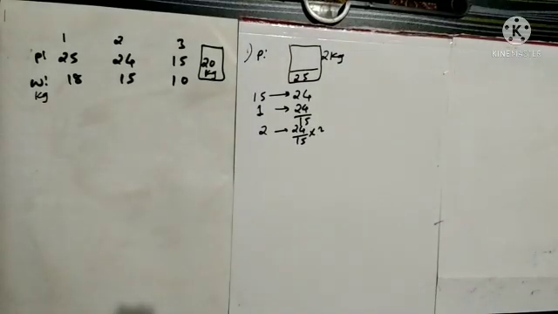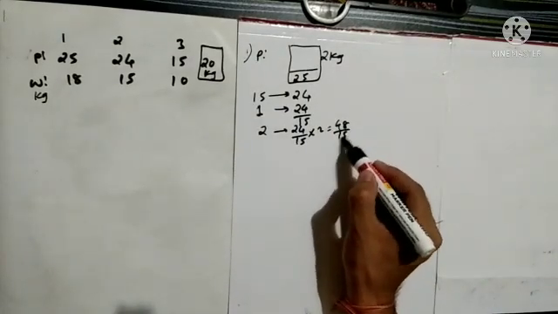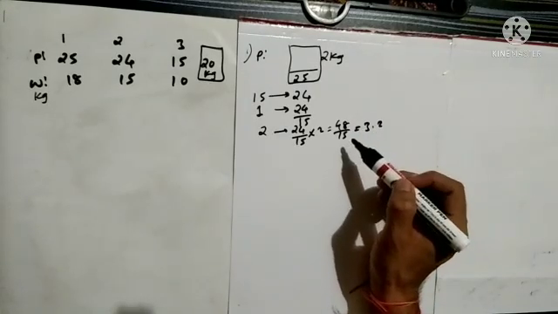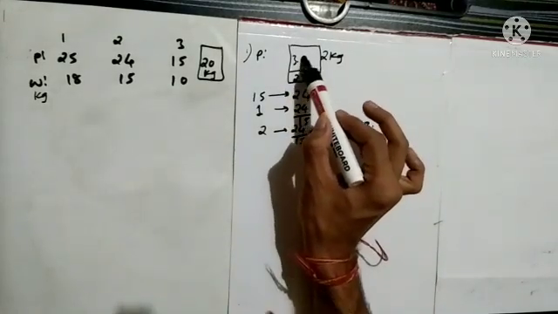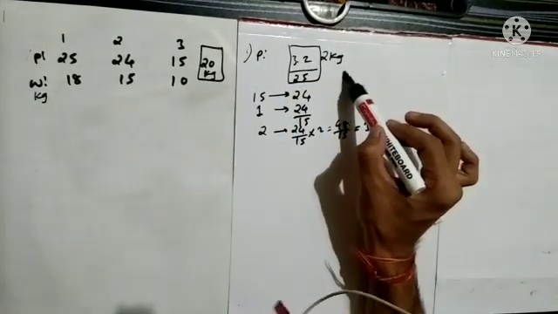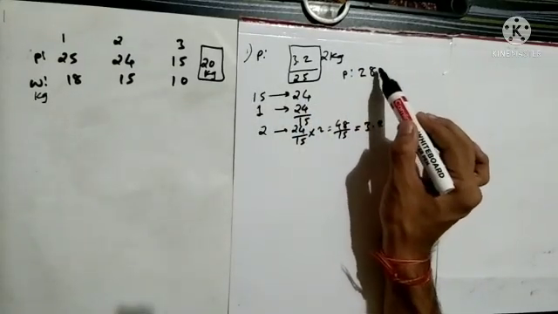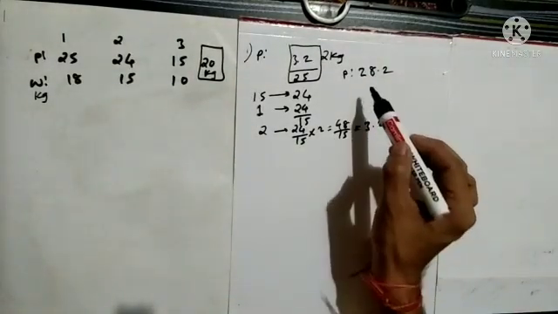It is 24 by 15 into 2, which should be 48 by 15, and that is around 3.2. 15 into 3 is 45, and then 2, yes, it is 3.2. So you are going to get a profit of 3.2. Overall, what profit do you get by doing this? You get a profit of 28.2 rupees. Exactly, a profit of rupees 28.2.